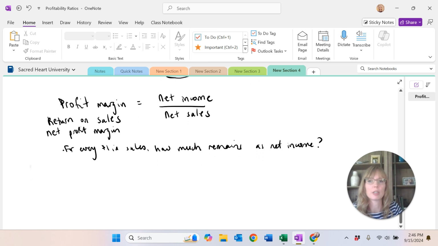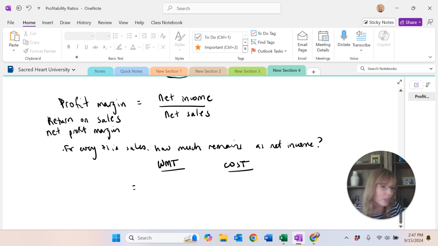And let's look at the dollar amounts for Walmart and Costco. So if Walmart can continue to be efficient with its operating expenses and non-operating expenses and income tax expense, Walmart will continue to have a higher profit margin. All right, Walmart's net income 15,511 divided by its net sales 642,637. This works out to be 2.4%.